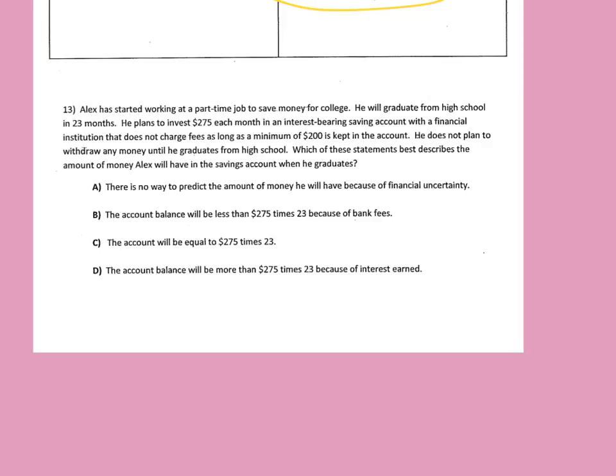Number 13, Alex has started working at a part-time job to save money for college. He will graduate from high school in 23 months. He plans to invest $275 each month in an interest-bearing savings account. First of all, if you're getting interest, that's extra money. So more money. With a financial institution that does not charge fees as long as a minimum of $200 is kept in the account. He does not plan to withdraw any money until he graduates from high school. Which of these statements best describes the amount of money Alex will have in the savings account when he graduates?